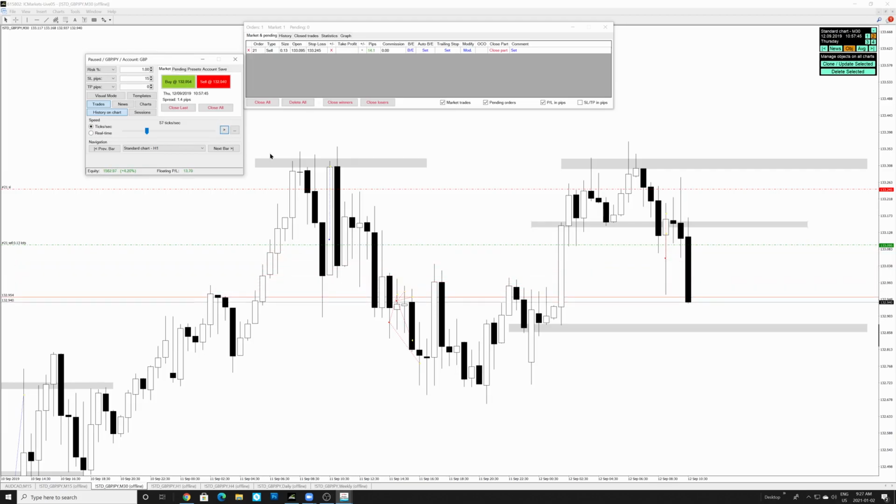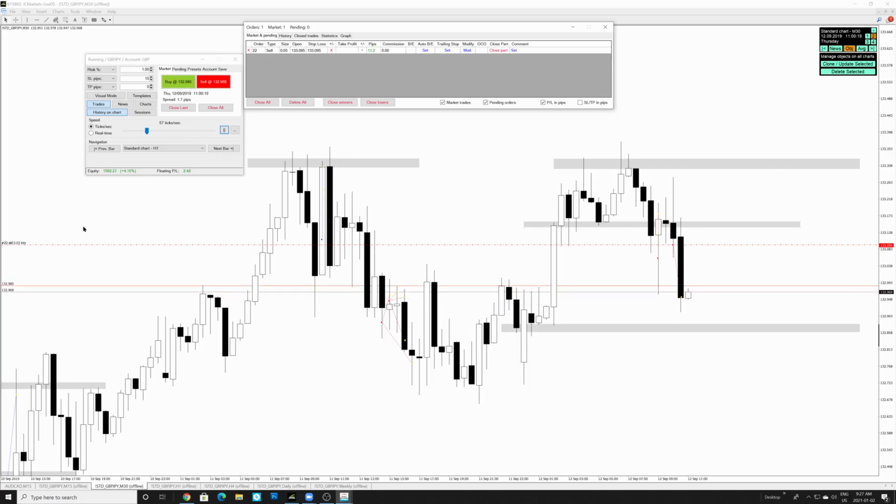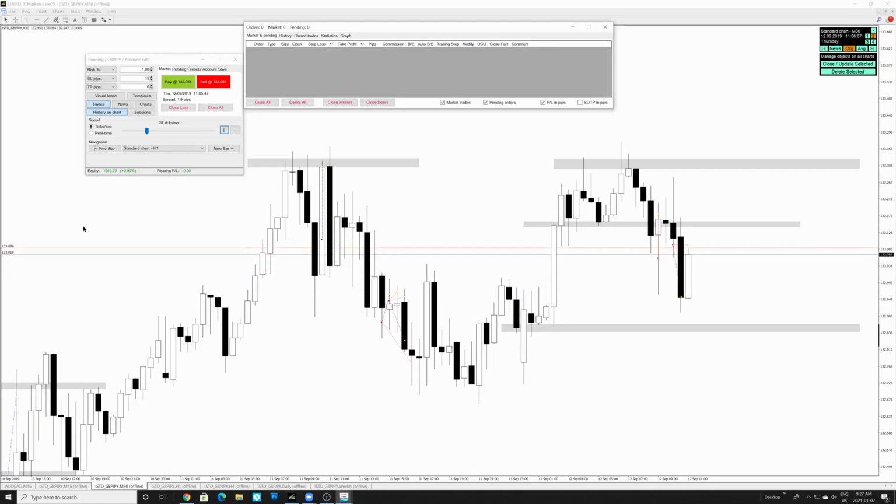Oh, nice. Look at that. 12, 14 pips in the bag. We're going to close positions here, close 80%. And that's it. We're going to let the rest run with stops at break even. Oh, got stopped out at break even.